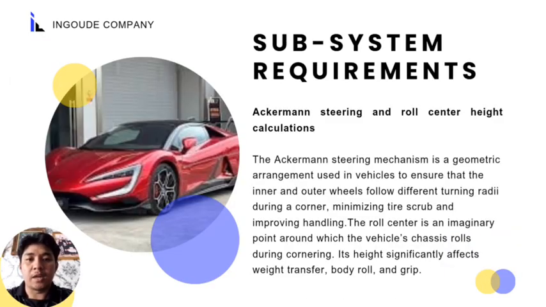Next, I will explain more about the subsystem requirement that our group chose, that is Ackermann steering and roll center height calculation. The Ackermann steering mechanism is a geometric arrangement used in a vehicle to ensure that the inner and outer wheels follow different turning radii during a corner, minimizing tire scrub and improving handling. The roll center is an imaginary point around which the vehicle chassis rolls during cornering. Its height significantly affects weight transfer, control, and grip.